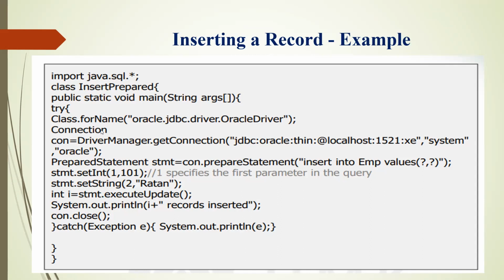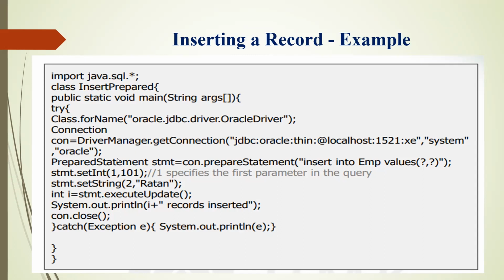So a Connection interface is used. We have an object named con equal to DriverManager.getConnection(). DriverManager is a class used to get the connection to a particular DBMS URL. Here the DBMS URL is localhost:1521:xe. The username is system and the password is oracle.